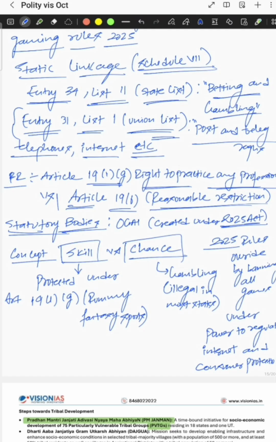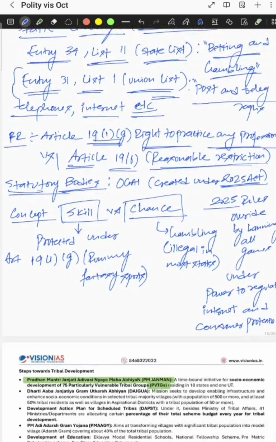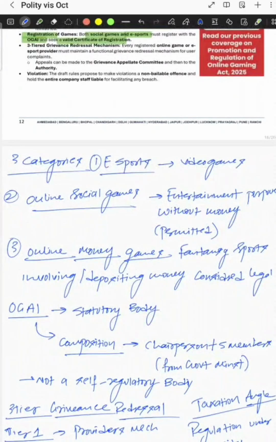So game of skill earlier was protected under Article 19 clause 1(g), that is the right to practice any profession, like rummy, fantasy sports, but it has been abolished in the 2025 rules. That is based on the regulation of internet and consumer protection. So basically there are three categories: esports, basically video games; another, online social games where you need not deposit any money or you don't get any money after winning, which is permitted and legal; and another one is online money games like fantasy sports, involving depositing money and getting money.